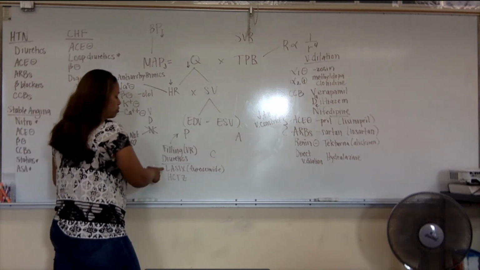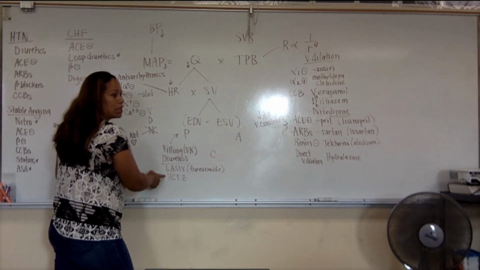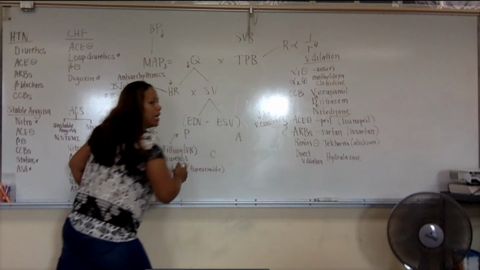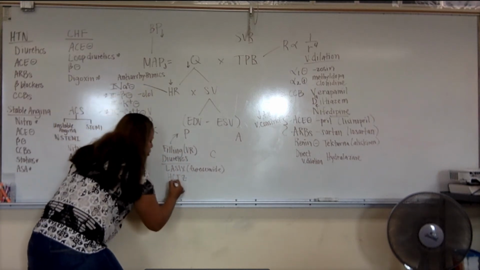Loop. Well, this is loop. So Lasix is an example of a loop diuretic. We did hydrochlorothiazide, which is a thiazide diuretic. And then the last one I just heard, potassium-sparing diuretic.